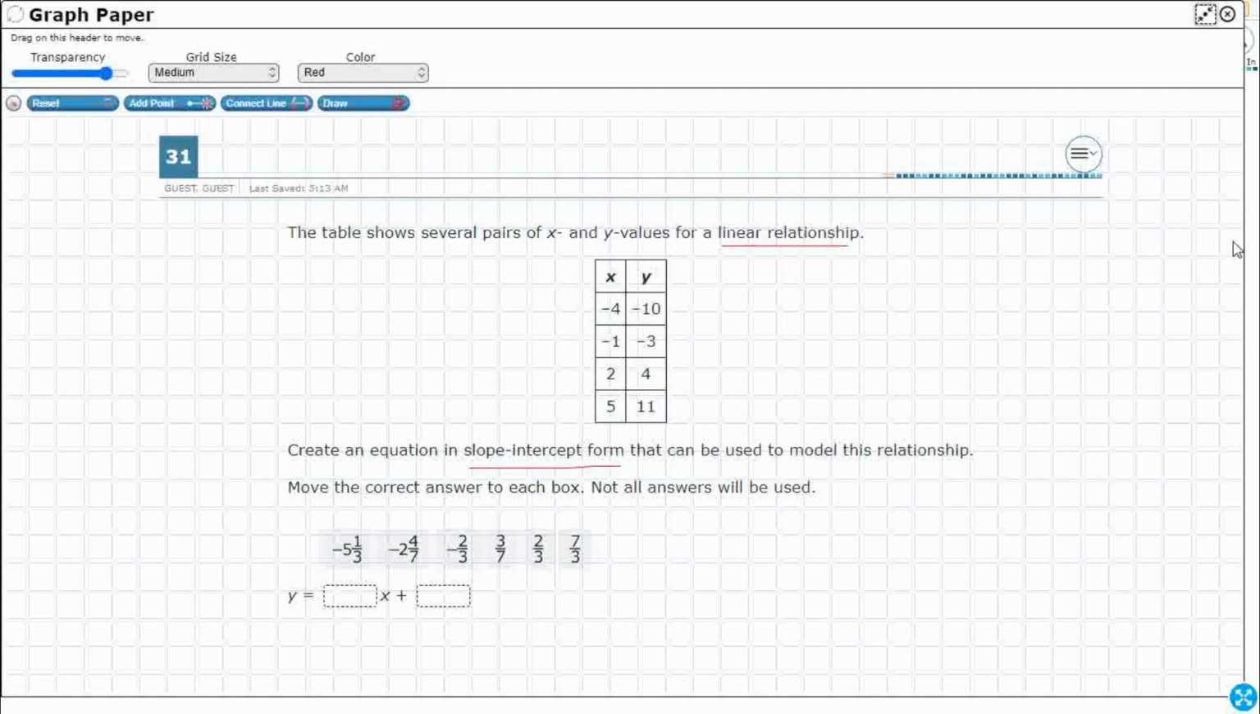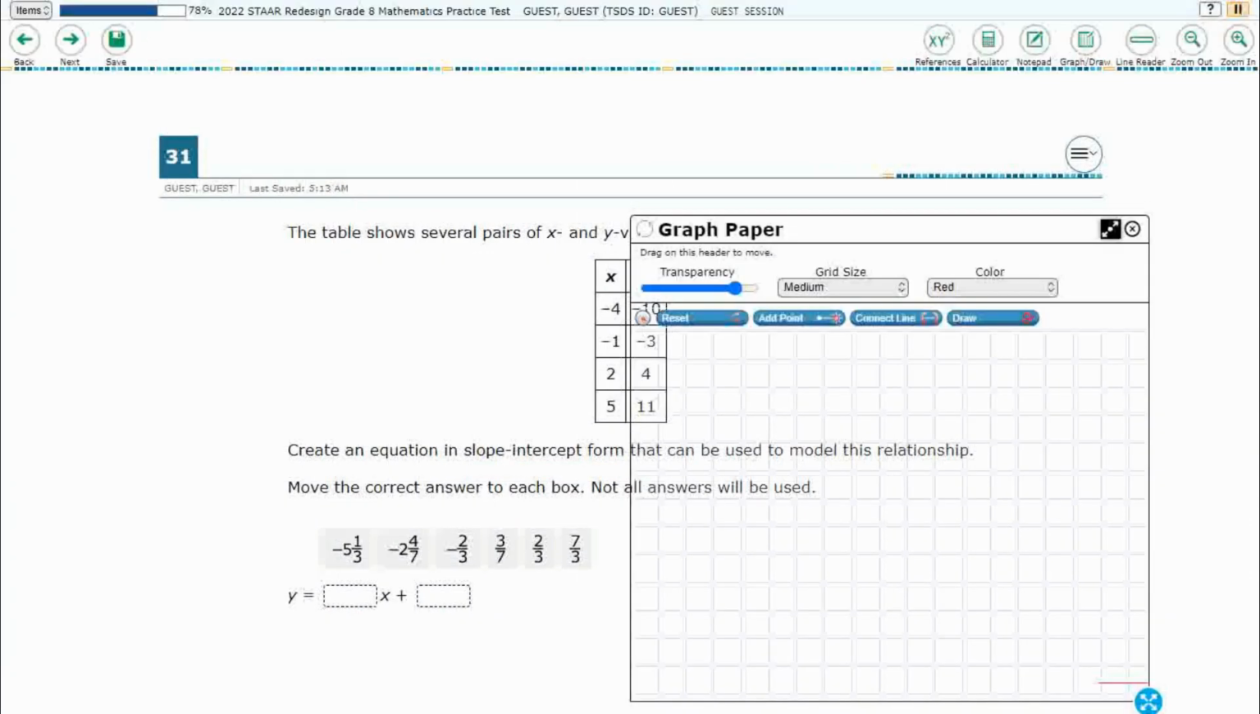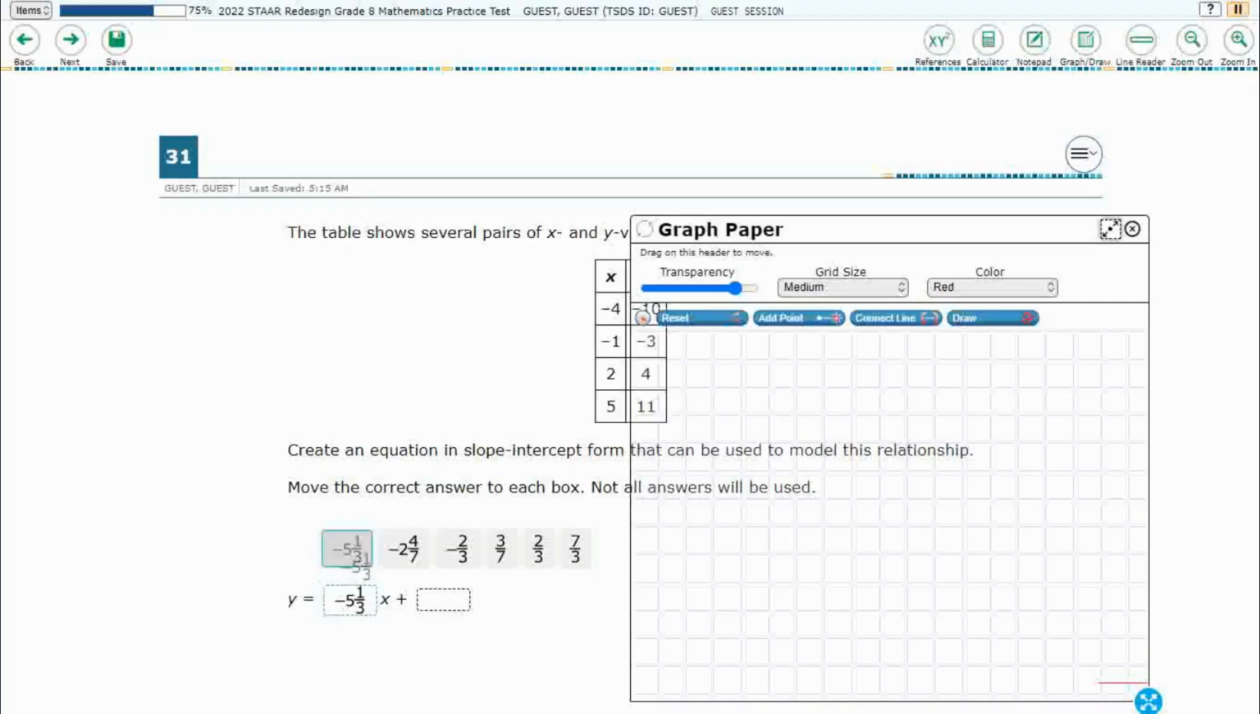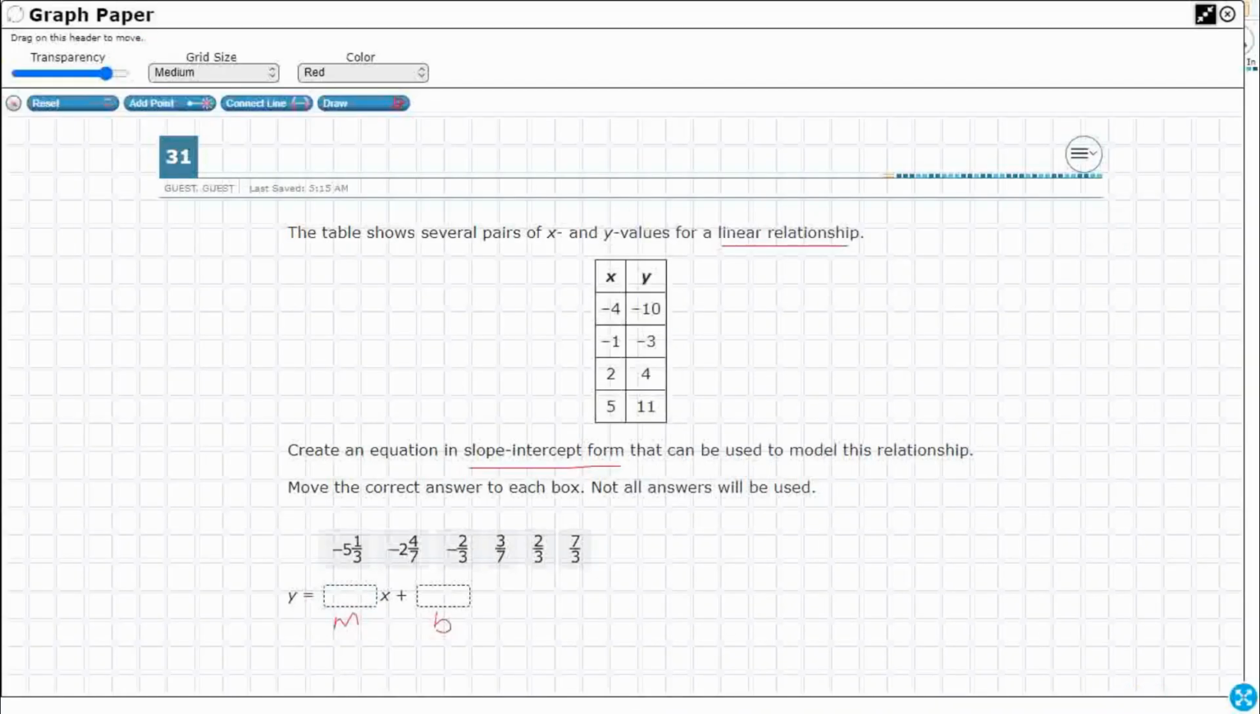So this is our slope-intercept form. What we have here is going to be our slope that we're missing, and that b is going to be our y-intercept. And you notice this is going to be hot text, so once I use an answer, I can't use it again. If I tried to answer it with just one answer, it is going to have an error message because I need to answer both. So now that we know what we're looking at, let's do this.